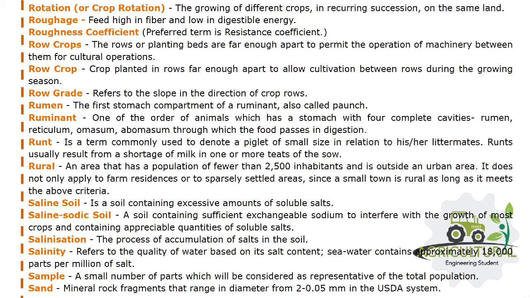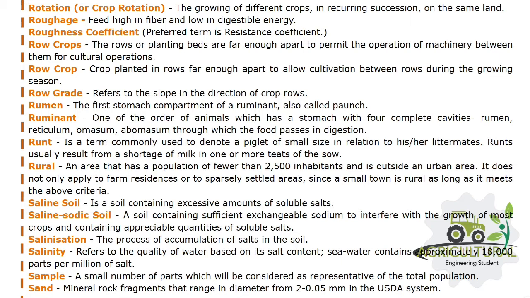Rural, an area that has a population of fewer than 2,500 inhabitants and is outside an urban area. It does not only apply to farm residences or to sparsely settled areas, since a small town is rural as long as it meets the above criteria. Saline soil is a soil containing excessive amounts of soluble salts. Saline sodic soil, a soil containing sufficient exchangeable sodium to interfere with the growth of most crops and containing appreciable quantities of soluble salts. Salinization, the process of accumulation of salts in the soil.